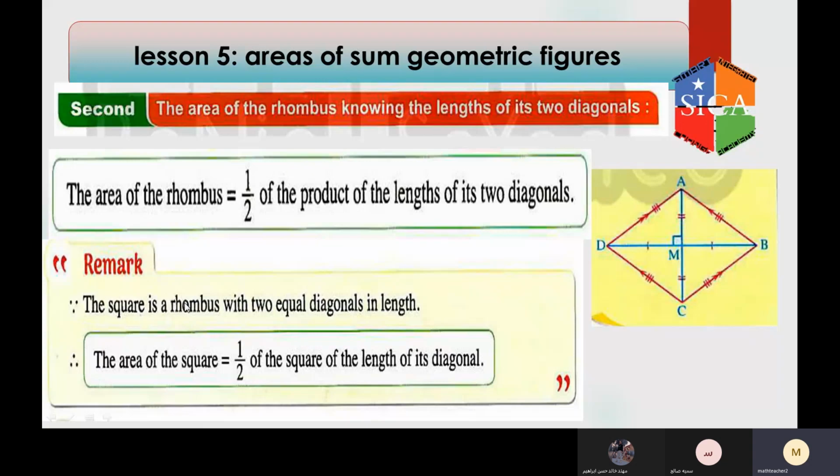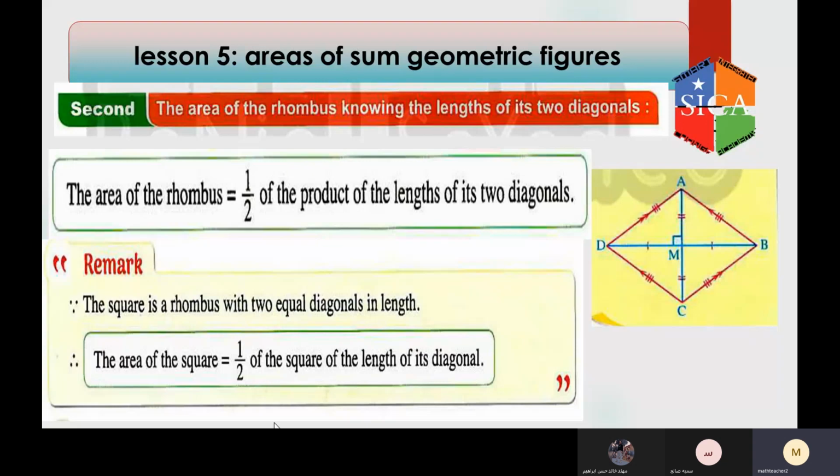The square is a rhombus. Here we talk about the square. A square is a rhombus with 2 diagonals equal in length. The area of the square equals half times the square of the length of its diagonal, that is diagonal times diagonal, half times diagonal times diagonal.